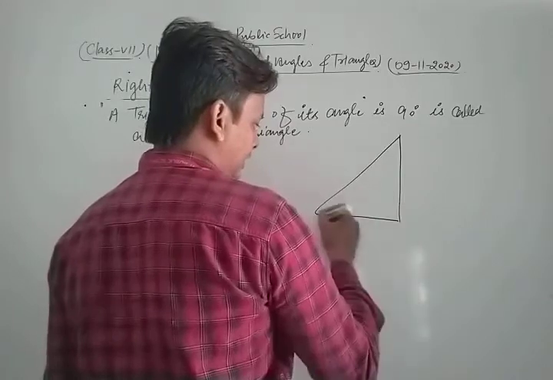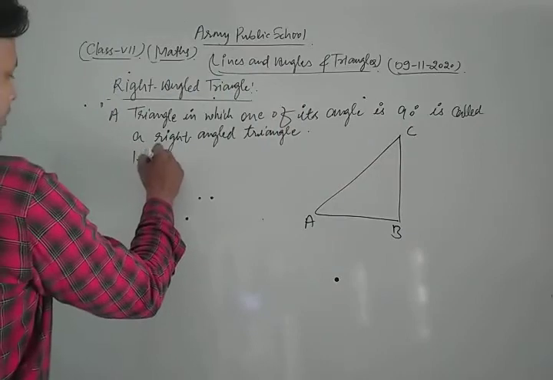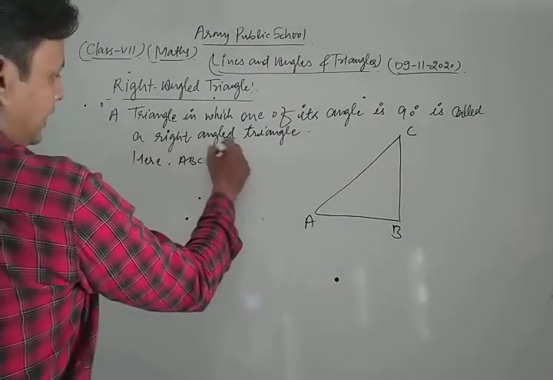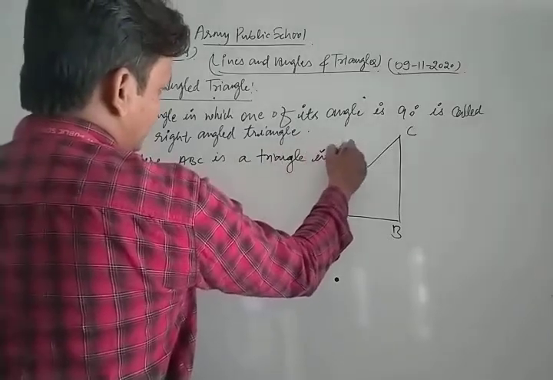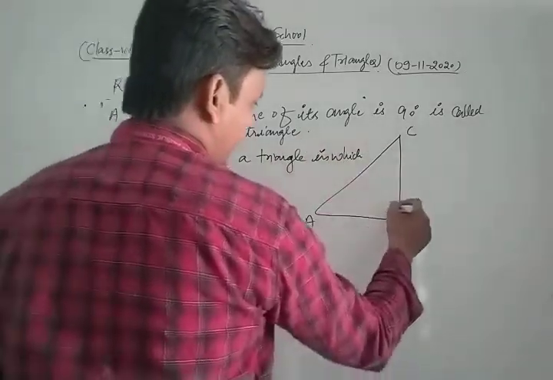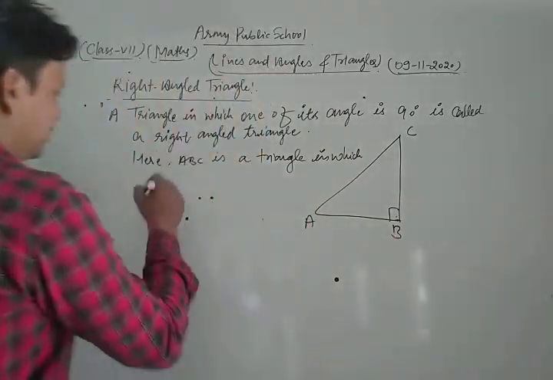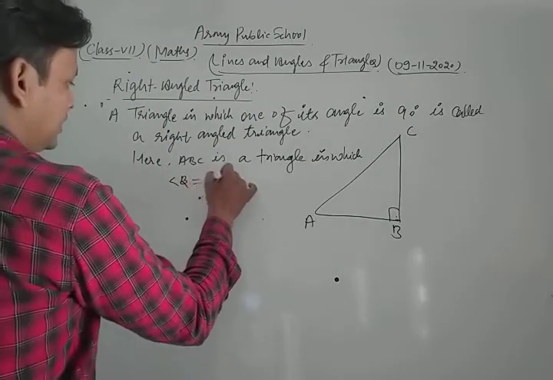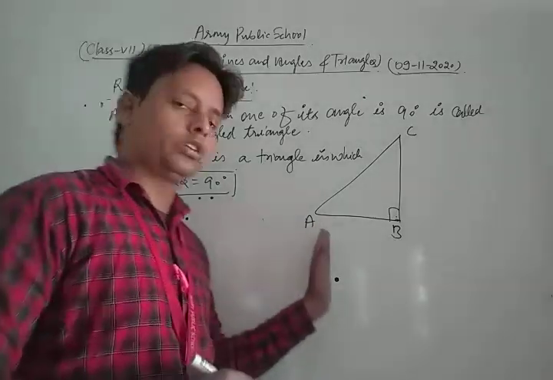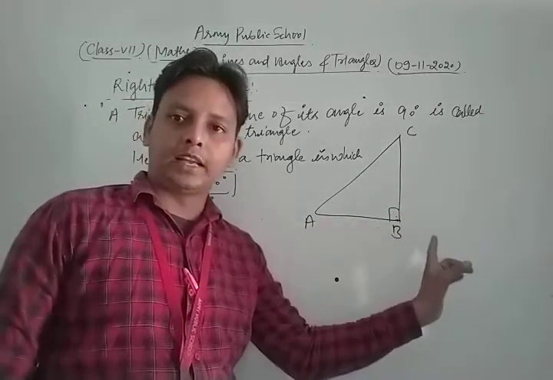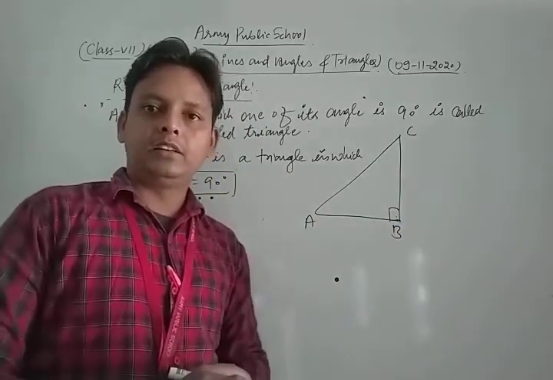Dear students, here ABC is a triangle in which one angle is taken as angle B, and angle B is equal to 90 degrees. Okay, so in that triangle ABC, one of its angles, angle B, is equal to 90 degrees, so it is said to be a right angle triangle.